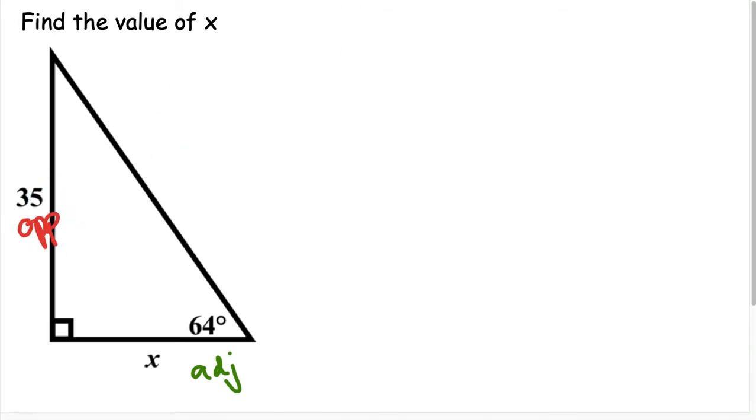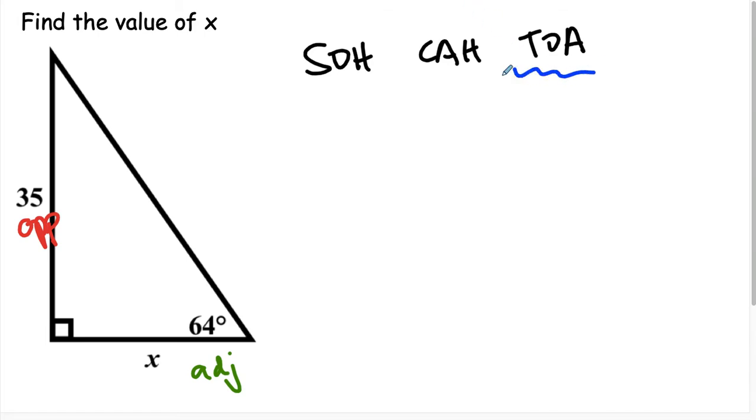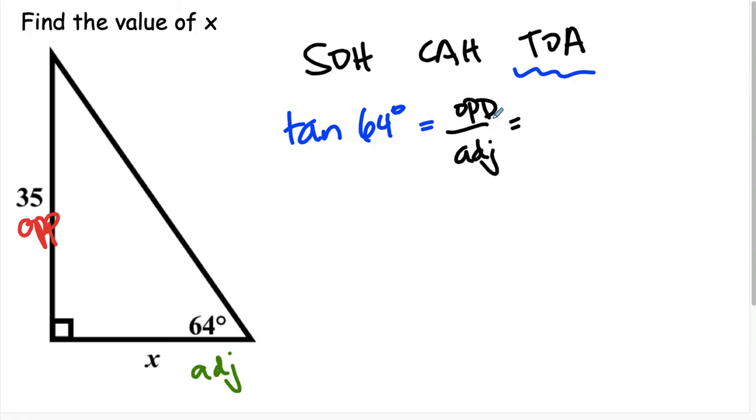All right, so in this case, we're going to be labeling SOH CAH TOA, and we're going to investigate which one I should be using. The one that deals with opposite and adjacent is right here, TOA, which is tangent. So we're going to set up a tangent ratio: tangent of 64 degrees is equal to its opposite over its adjacent. The opposite side is labeled as 35, so I'm going to write 35, and its adjacent side is labeled as x, so I'm going to write x.